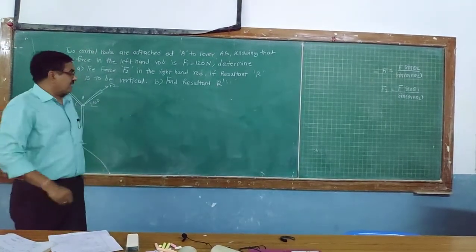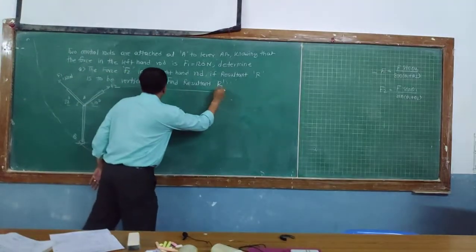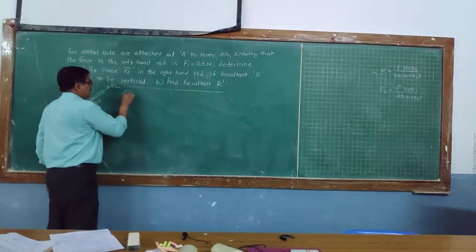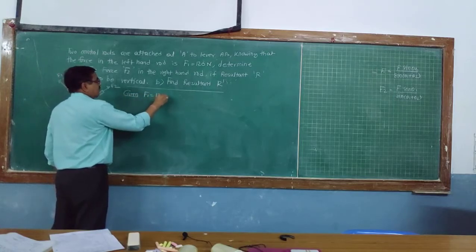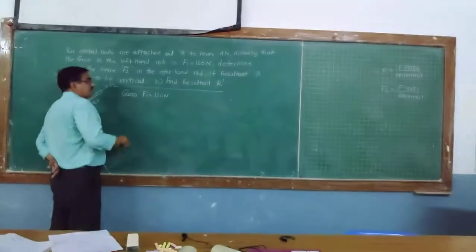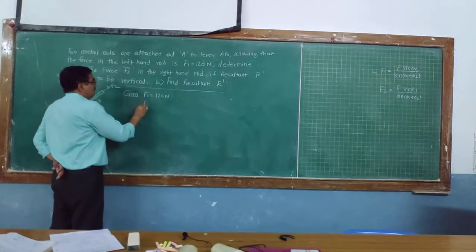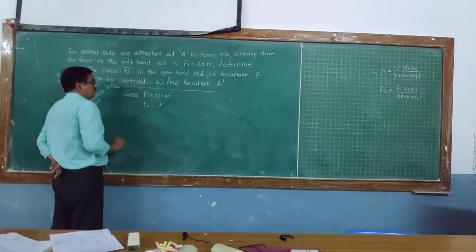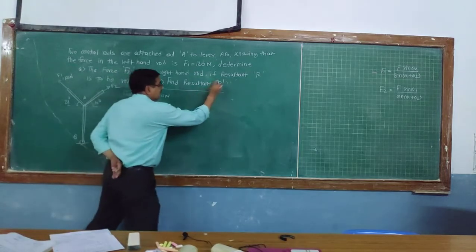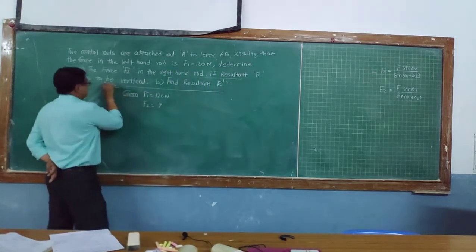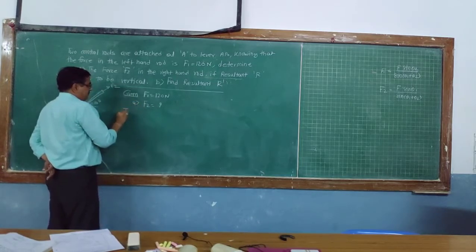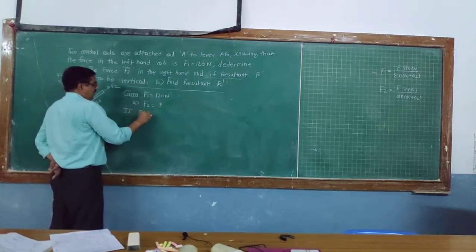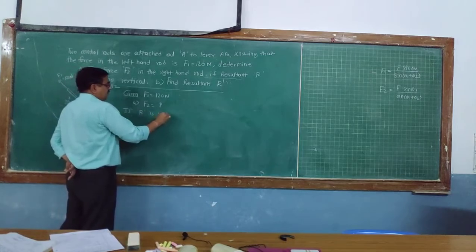So here, the given data we should write first. What is given? F1 is given, 120 Newton. We have to find F2, but we have to find F2 for the given condition: if the resultant is to be vertical. Find F2. This is part A, if R is vertical.